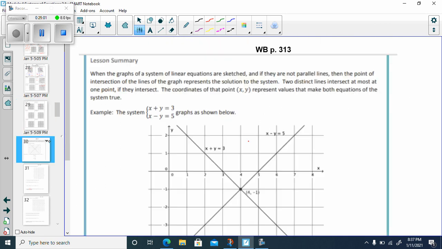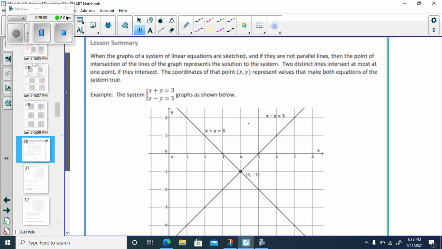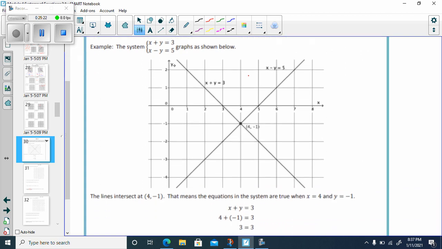And I want to run into the workbook real quick. This page 13 has a good summary of what's going on here. When you have a system of linear equations, and see, these don't say y is equal to mx plus b, but they've got your x and your y in there, right? You could solve them for y is equal to mx plus b if you wanted to. They have plotted them. They've solved them. This is the solution for them at 4, -1. It's the only point that is actually on both of these lines at the same time. Only one is a solution for both of them.